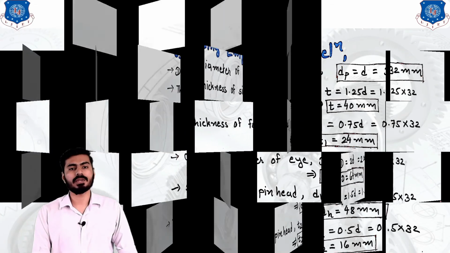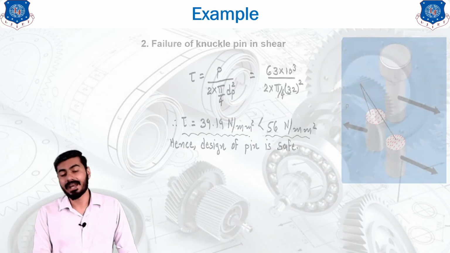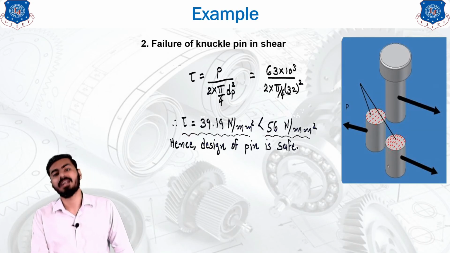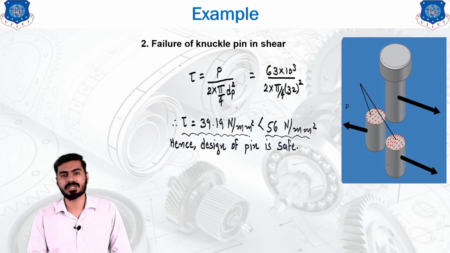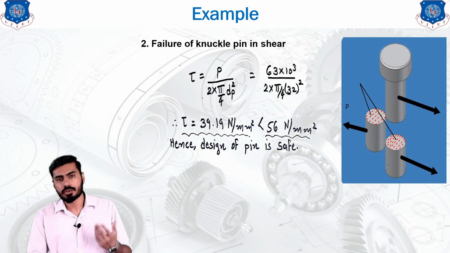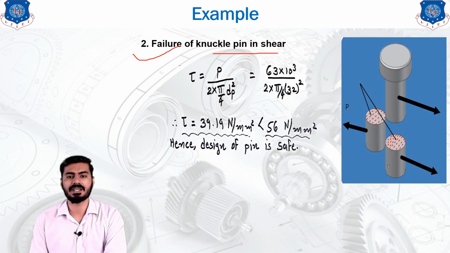So we have calculated every dimension based on the empirical relations. Then we have to ascertain whether these dimensions are safe or not. The rest of the procedure of the example is to ensure whether our design is safe. So let's get started with the second step, that is the failure of the knuckle pin in shear.